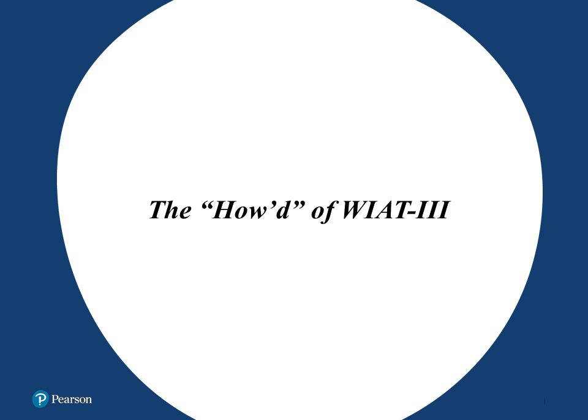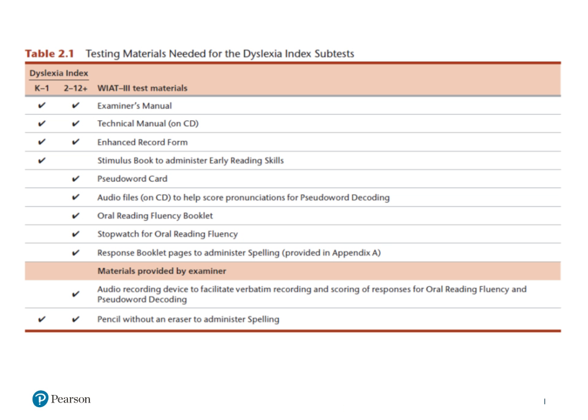Let's look in a little bit more detail about how you do it with the WIAT-III. The first thing I'll start with are the materials that you need. If you currently own a WIAT-III, you really don't need much more other than the dyslexia-specific manual. For K through 1, you'll need the examiner's manual, the technical manual, the enhanced record form or a record form, and you'll also need a pencil without an eraser for the spelling subtest.